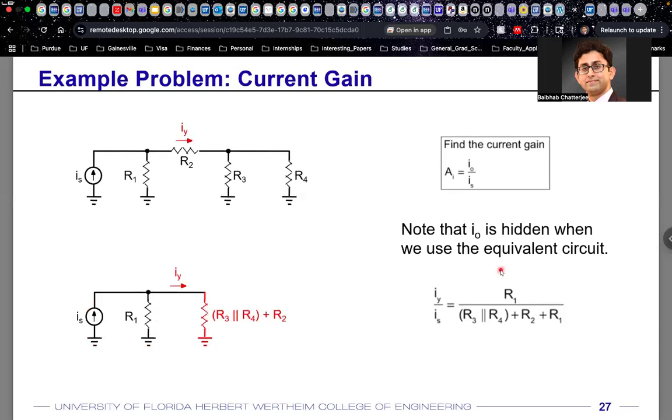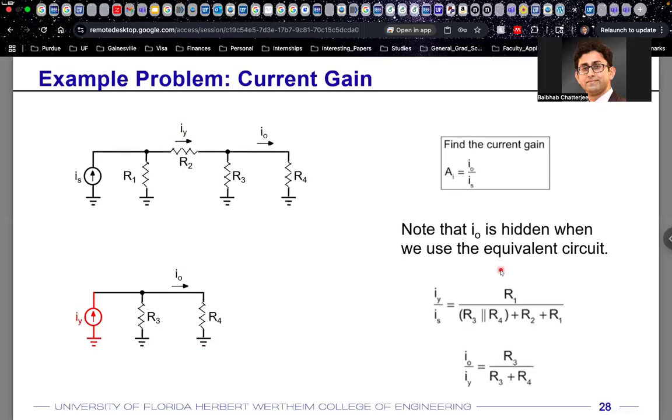So you have R2 plus R3 in parallel with R4, and then you have R1. Oh, sorry. Yeah, I think that's fine. So that's going to be the value of your current IY, which is flowing through this complex resistance.